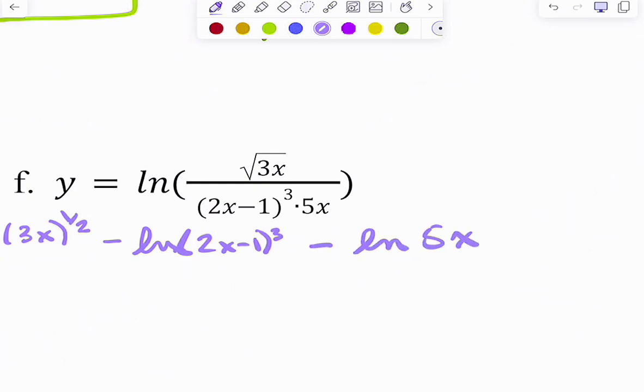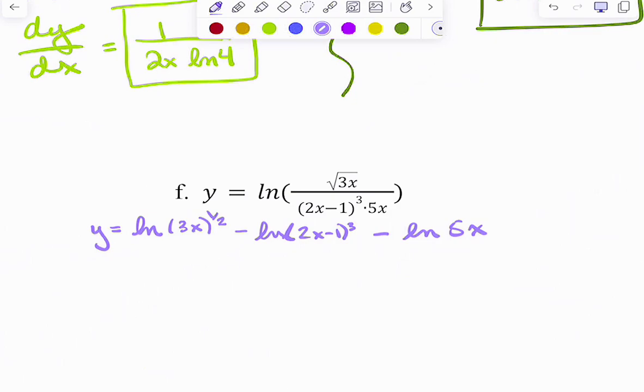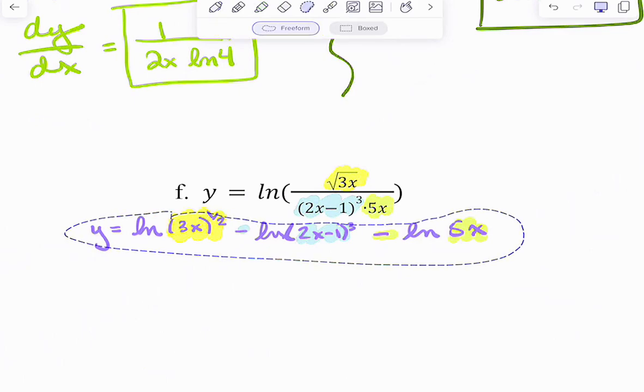Are you okay that I distributed that negative? Why is it minus the natural log of 5x? Because it's in the denominator. So numerator, denominator, minus, denominator, minus. Wouldn't it just be 1 log with 2x minus 1 to the 3rd times 5x combined? If you want to, but then I'm doing an extra step. Watch this.